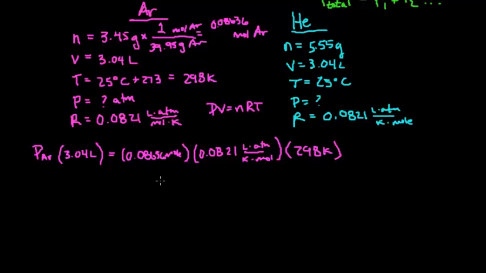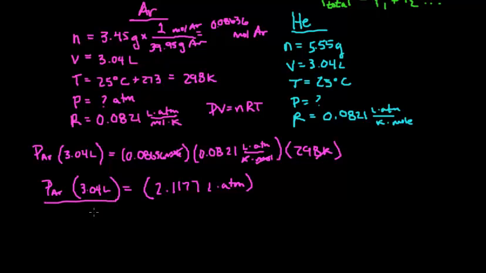And so, like I've said before, I'm going to leave this number in the calculator, but just so that you can see what it looks like, it's 2.1177, and my units, moles cancels here, Kelvin cancels here, so my units that I'm left with are just liters ATM is equal to, and then still this pressure of argon times 3.04 liters. And so I want pressure by itself. That's the variable I'm trying to solve for.